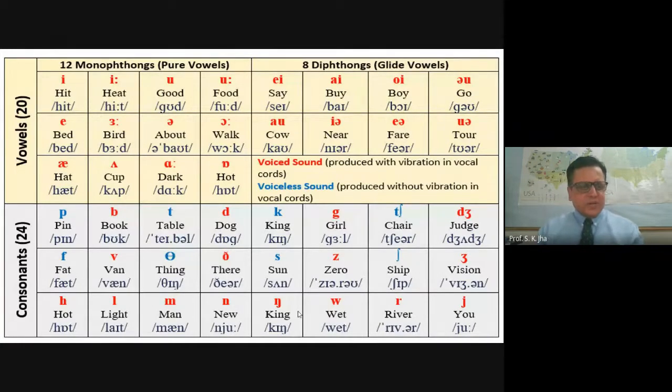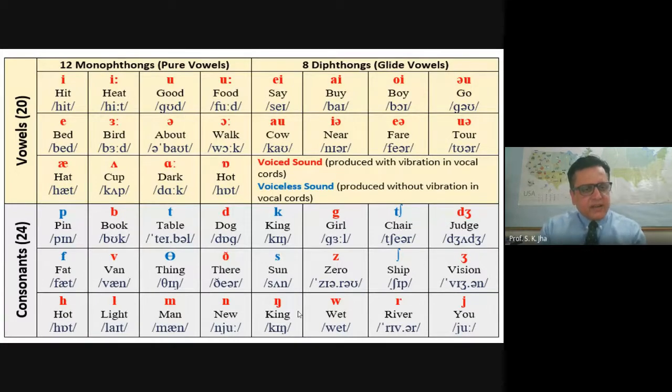Now let's come to 24 consonant sounds. The first one is p, as in pen. B, as in book. T, as in table. D, as in dog. K, as in king. G, as in girl. Ch, by the way, this symbol again is very weird, but you have to remember this, is pronounced as ch, as in chair. Then again, this is a weird sound, D and Z kind of.